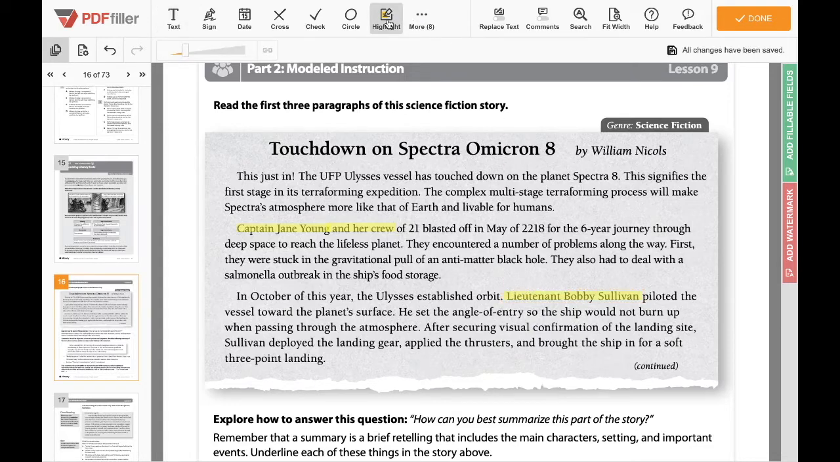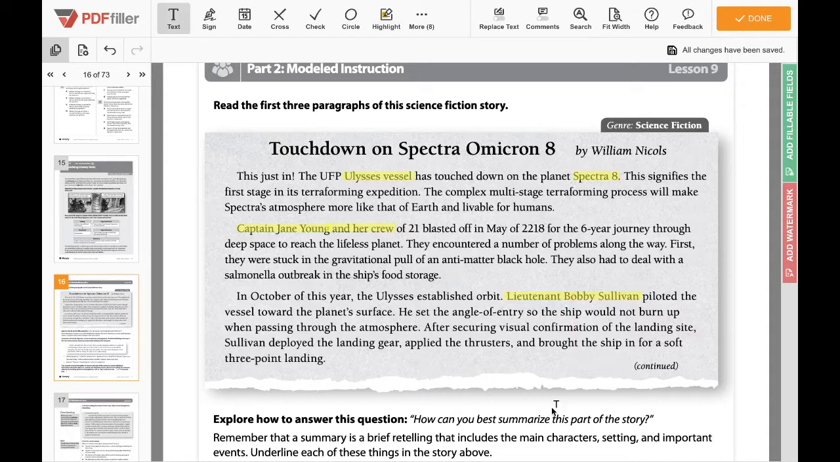Now we look at setting, which is where this takes place. Maybe the Ulysses vessel is the ship that they're in, so that's part of the setting because it's where they're at. And then this planet, Spectra 8, is where they're looking to land.